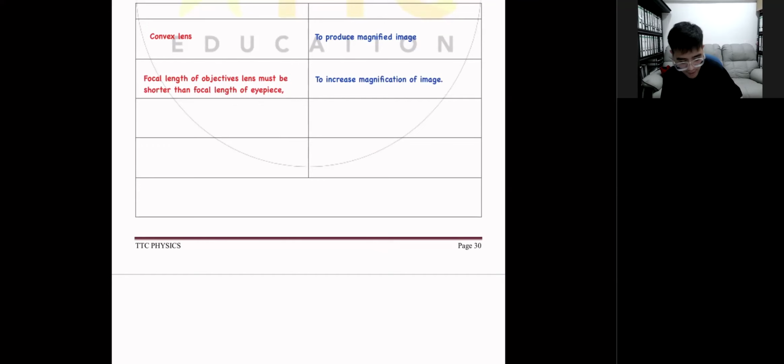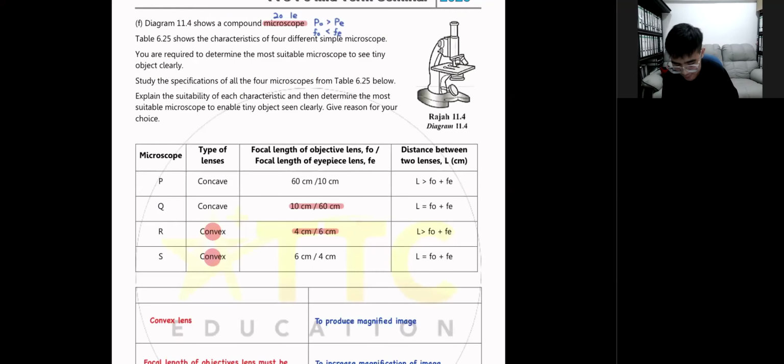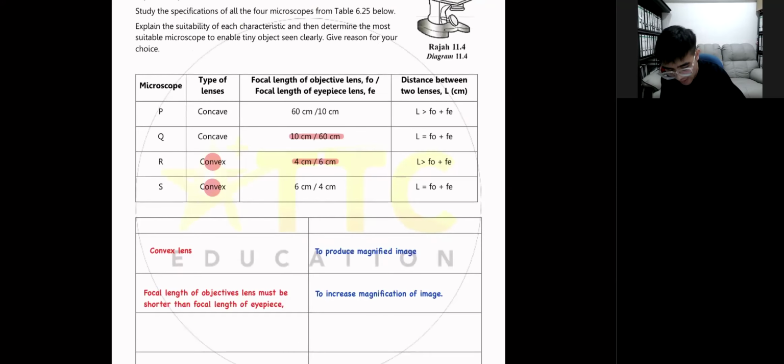Okay. Now, the next one is the distance between the two lenses. Remember just now in the telescope, right? In a telescope, the distance between the two lenses is equal to the sum of the focal length of the objective lens plus the focal length of the eyepiece. But remember, in a microscope, it will be greater. And the explanation is the same thing.